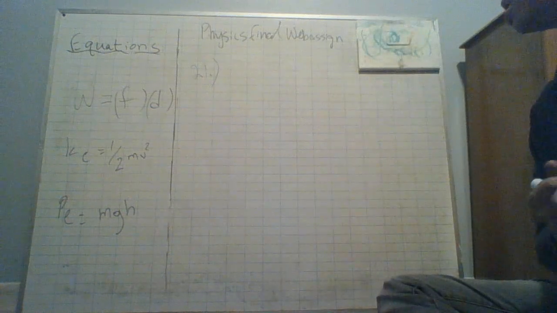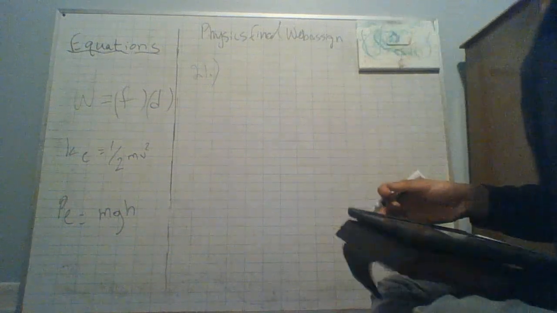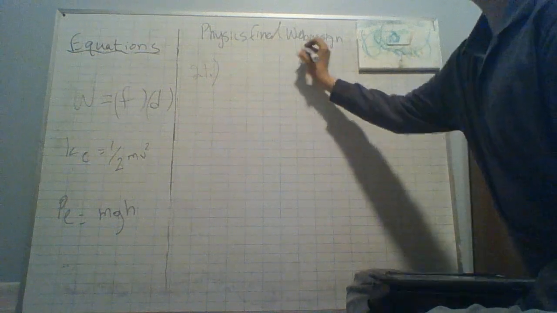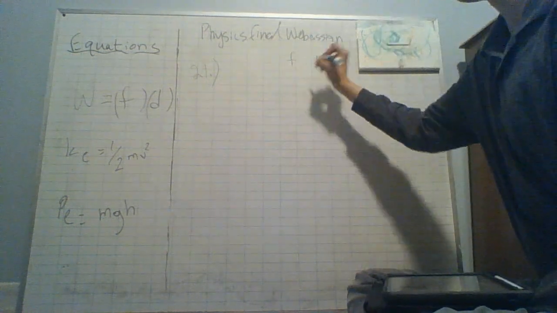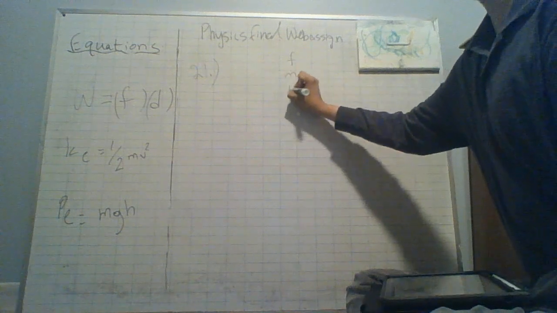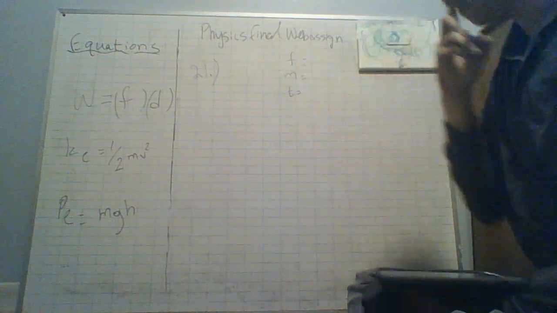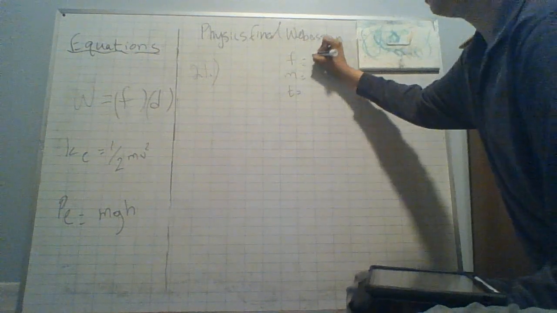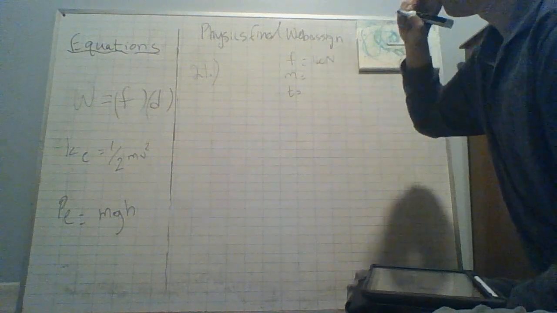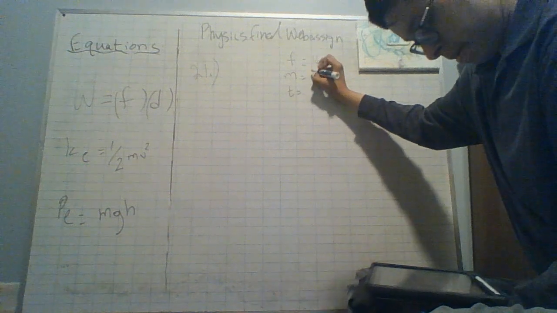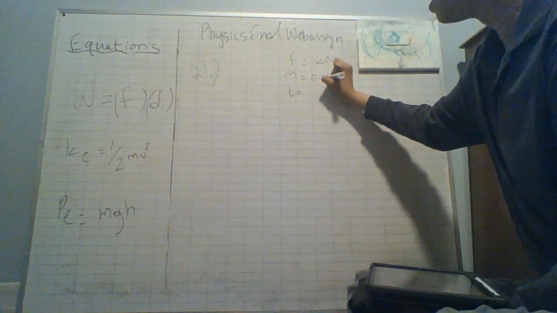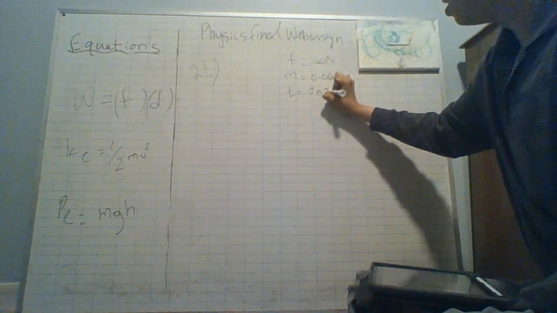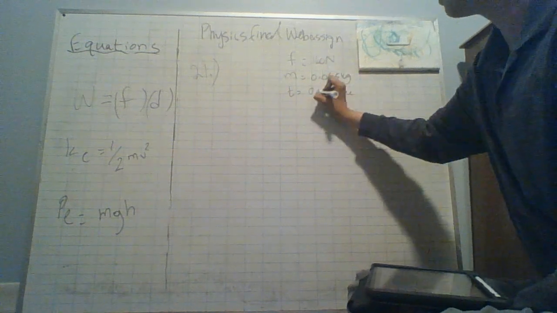So we're given a couple givens, right? And that is the force. We're just given the force, the mass, and the time. Force is 160 newtons. The mass is 0.065 kg. The time is 0.030 seconds.